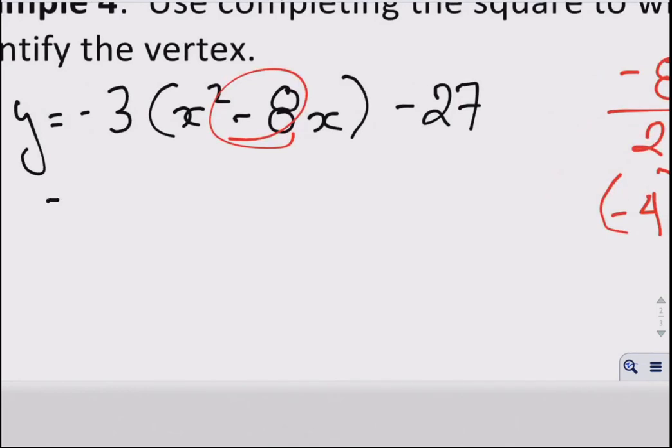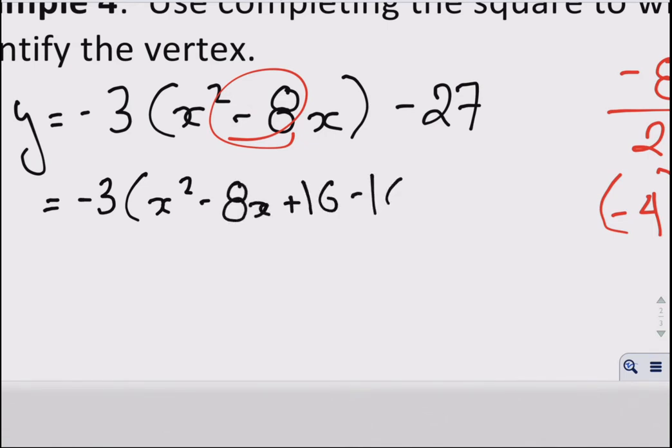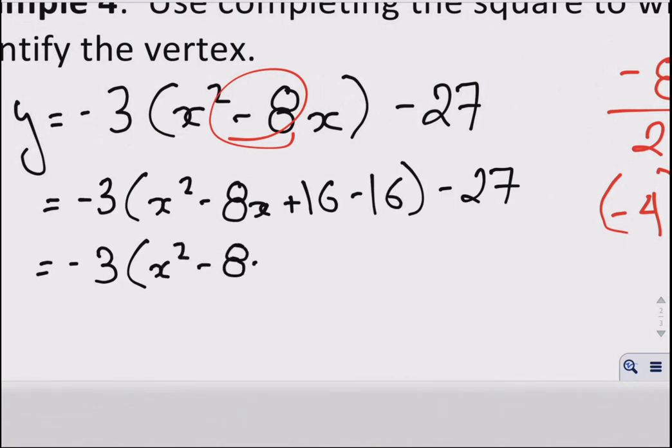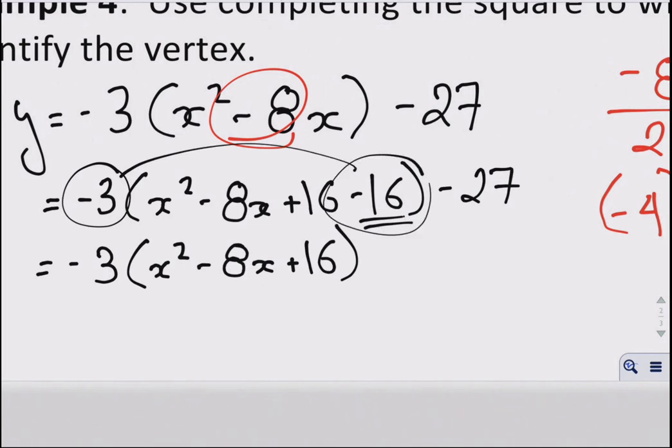So my equation now is going to look like this. Negative 3 times x squared minus 8x plus 16, minus 27. And rewriting everything, except this time, that 16 at the end, I got to take it outside the bracket. So it'll be negative 3 times 16, and then it comes outside the bracket. What does that mean? Negative 16 times 3 is going to be positive 48. Then I have the minus 27 here. Let me just clean this up.